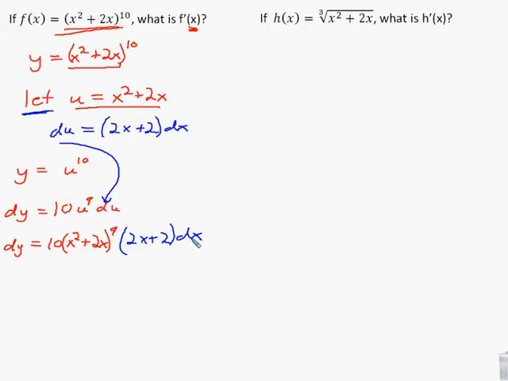which means we would have to divide both sides by dx to get dy/dx. So we'll have dy/dx, which is equal to f prime of x, equals, and we can simplify this a little bit. We actually have 2's in common here, so we'll factor out a 2, which is 10 times 2, which is 20, x squared plus 2x to the 9th, times this 2, not 2x anymore because we factored out a 2, x plus 1.